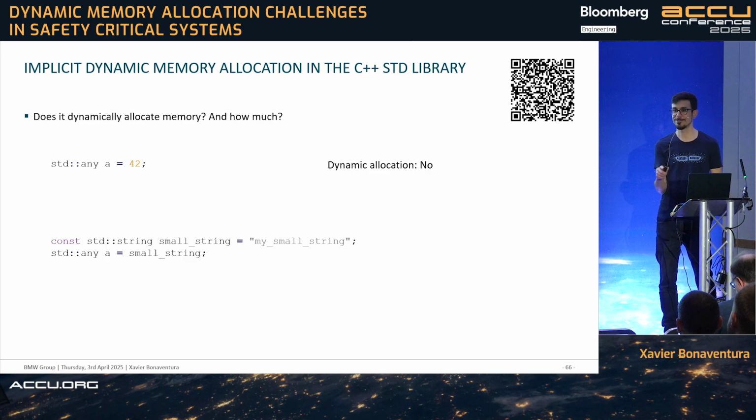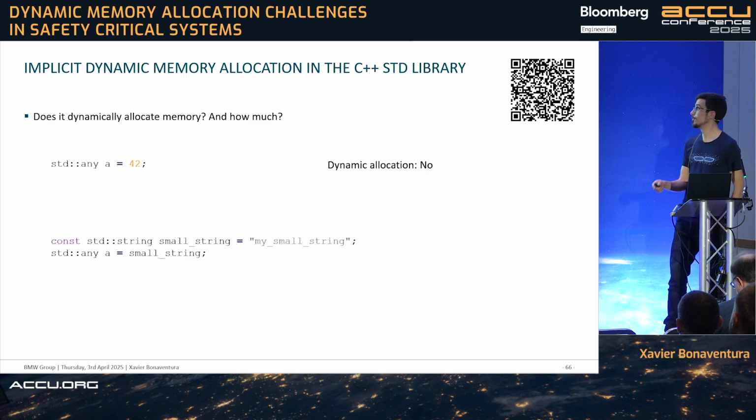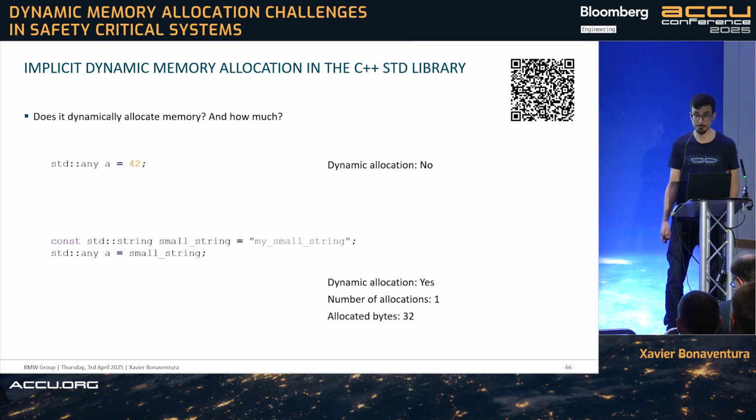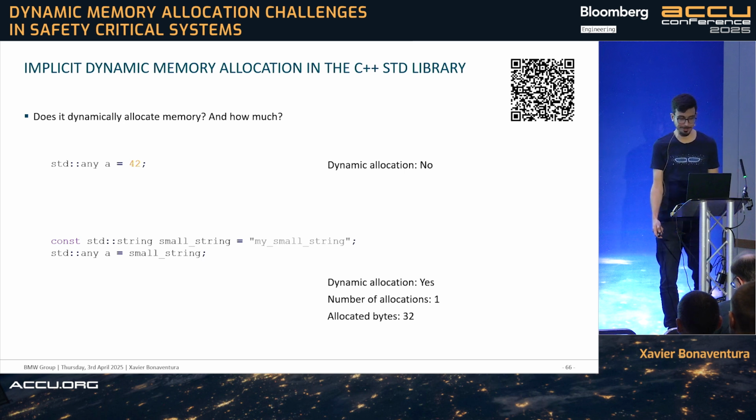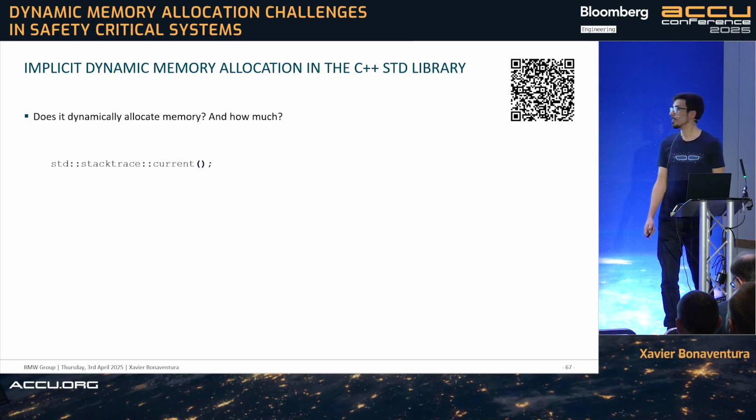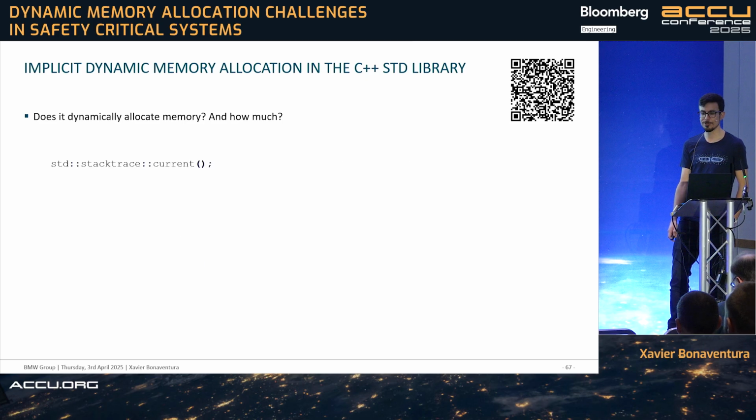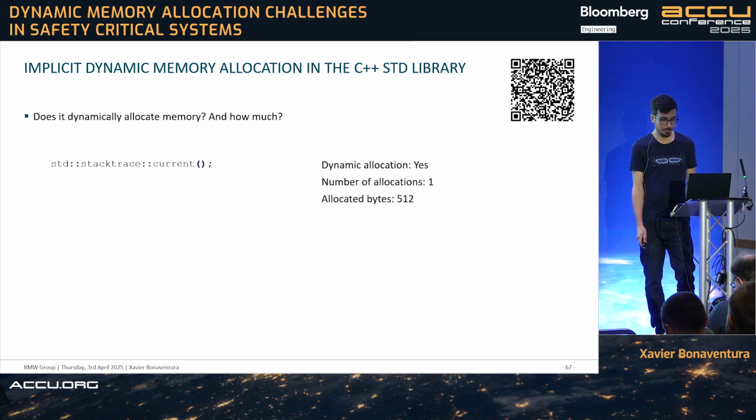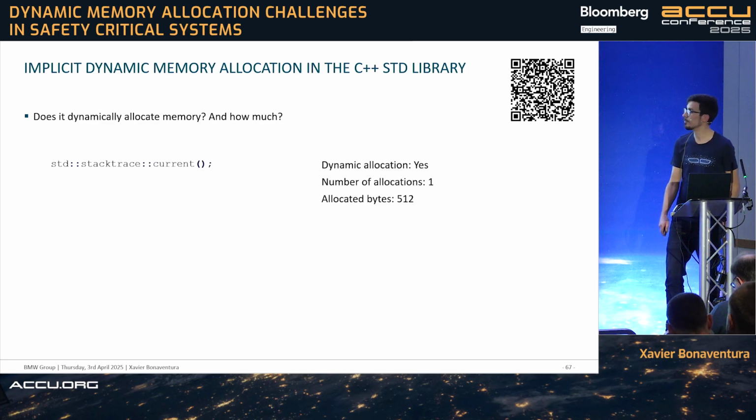No, no, yes, no. No, yes, 32 bytes. But with a smaller string, but it allocates. Stack trace, this is quite fancy. This comes in 23, I think. You can just get the stack trace and you just call current. Does it allocate? Quite a bit, 512 bytes, at least on my machine.